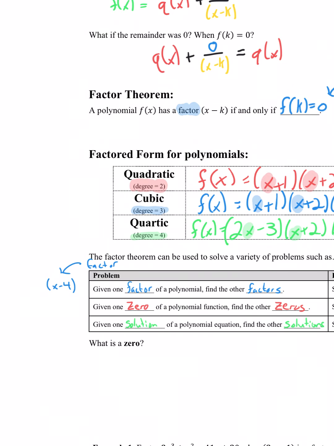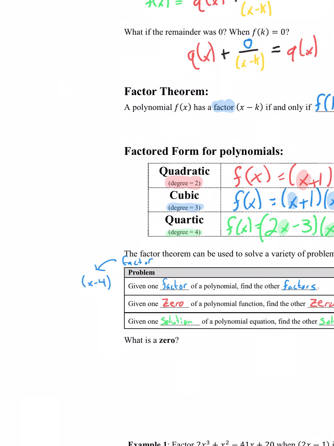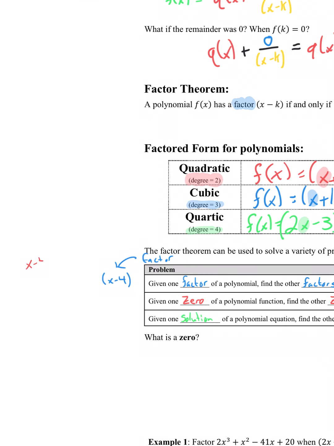x minus 4, that quantity. If I wanted to find the 0, I would take that x minus 4 equals 0. I'd add 4 to both sides, and I'd get x equals 4. That's the 0. So it looks slightly different than a factor. Okay?